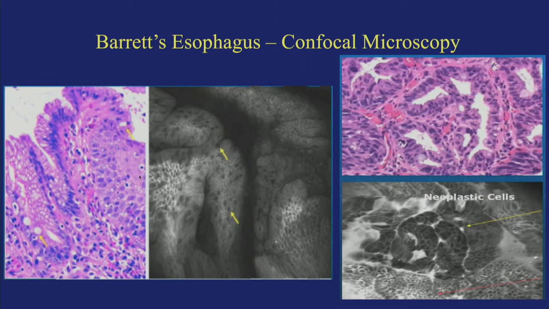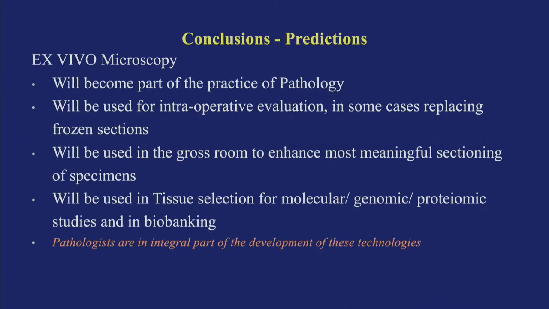So even before doing the biopsy, the gastroenterologist is using the AI to identify the Barrett's esophagus, which is nothing but a columnar lined mucosa with intestinal metaplasia. And also the confocal microscopy is able to identify areas of dysplasia, which is a very important treatment decision pointer to decide whether the patient should be kept under follow-up or should undergo surgery.